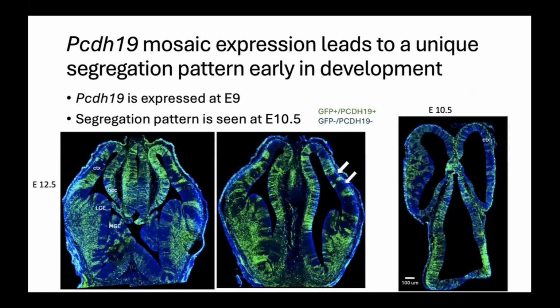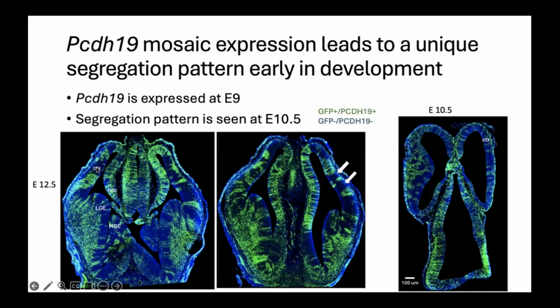And similar to what has been shown by other groups, we can see that this PCDH19 mosaic expression is really leading to this unique segregation pattern very early in development. So we see it pretty early, at E12.5. Mice are born around 21 days, so this is about a week and a half before they're born.